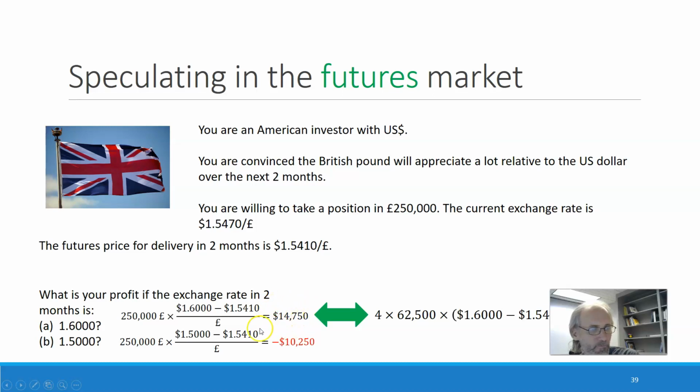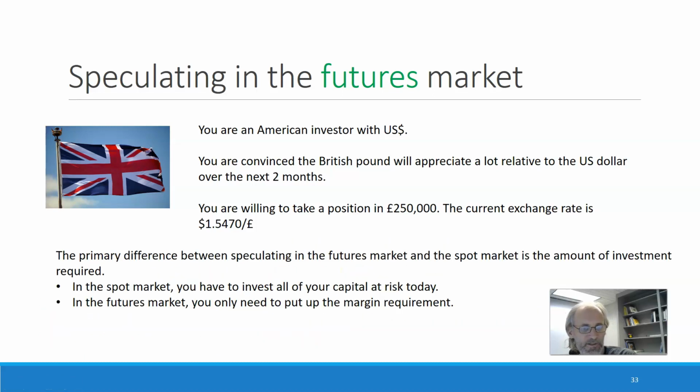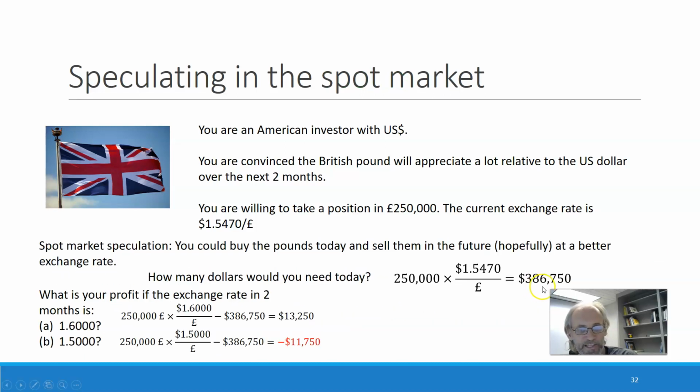Okay, and in this case, that gives us a profit of 14,750 if it goes to 1.6. And if it goes down, that gives us a loss of 10,250. Okay, and I know these numbers look very similar to the previous profits, but remember, we had to put in a lot less money to get there. Well, we had to put in $20,000, so it's a lot nicer to put in $20,000 and make 14,750. That's a really nice return on your money versus our previous thing. We put in $386,000 and made $13,000.